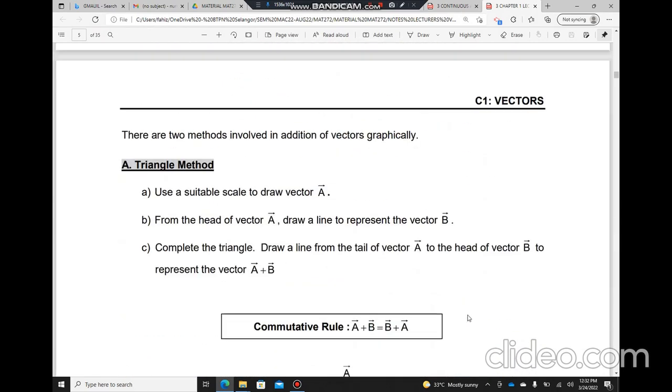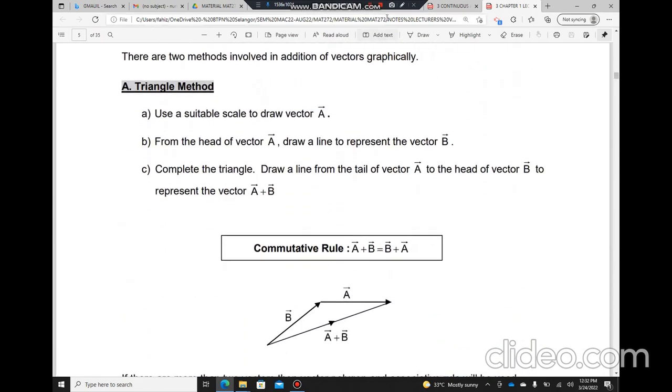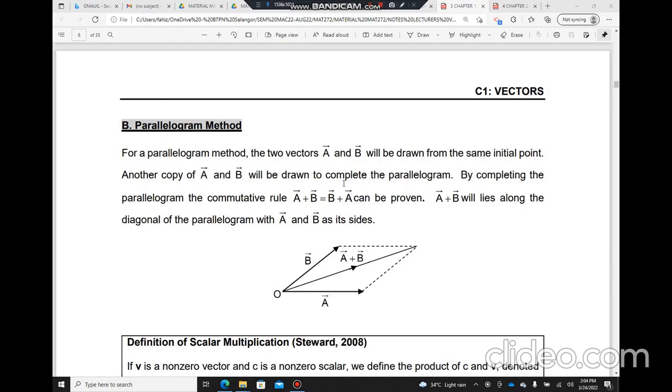Okay, so this one untuk triangle method. Okay, so second method is parallelogram method.